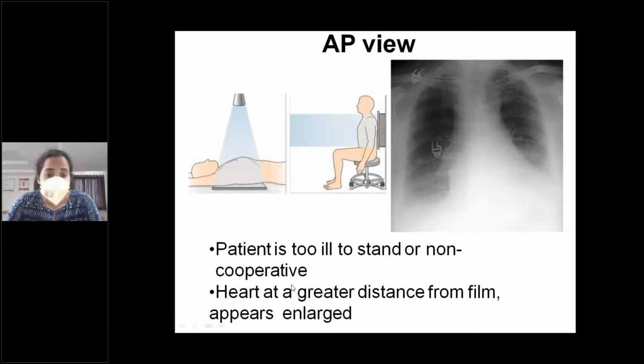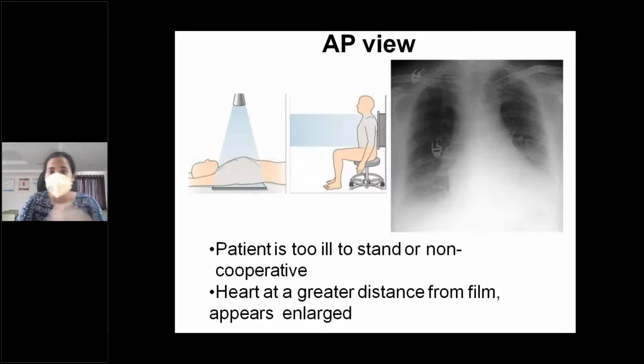Okay, next. The heart is almost always at a greater distance from the film. See, here the heart is placed a bit anteriorly in the mediastinum, and it is a bit farther from the film. So the rays do not come in this way, they come in this way. And when the heart is placed anteriorly, the shadow tends to get magnified because the rays are coming this way. Obviously the heart is anterior. If the heart is even more anterior, the cardiac shadow tends to be even more increased.